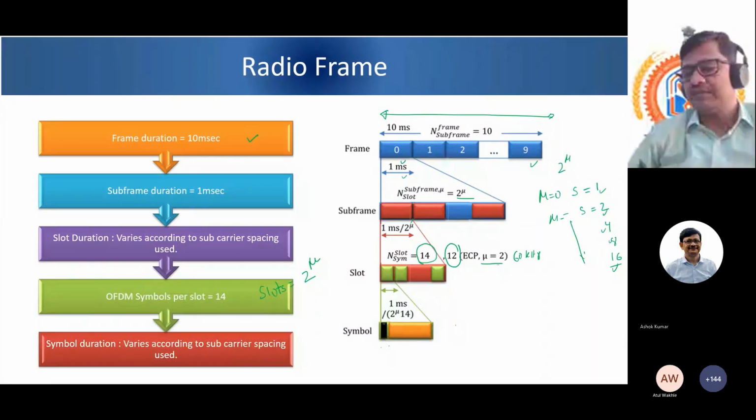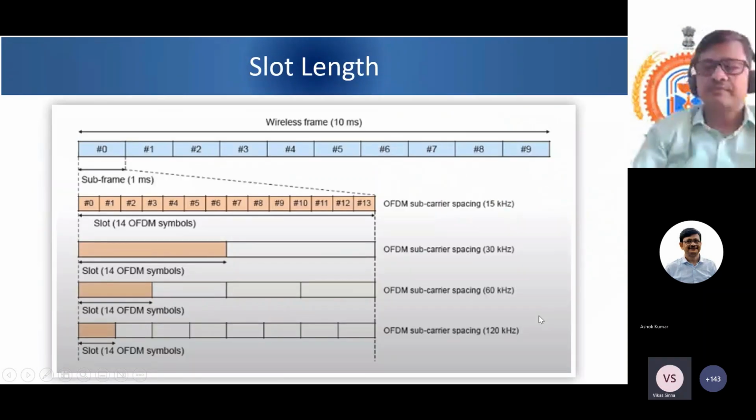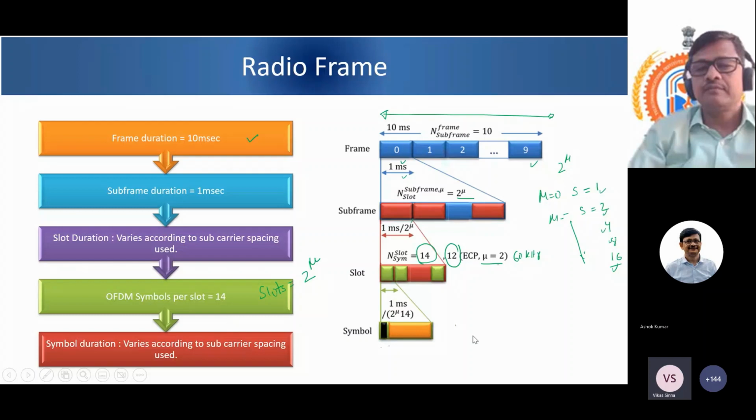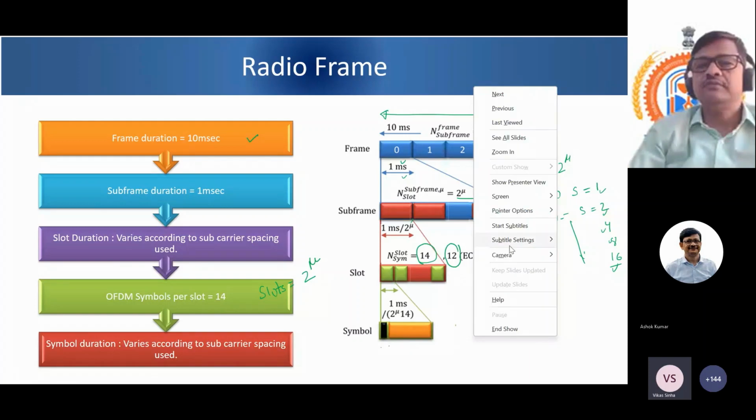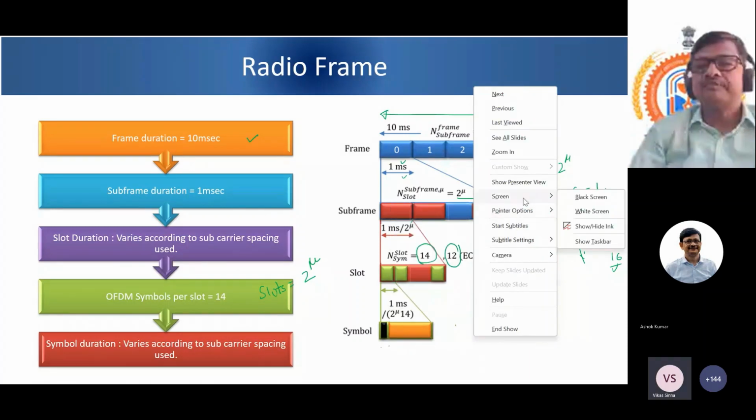Any doubt here so that I can try to clear it? You are saying that the number of slots equals 2 to the power numerology. As you earlier told, we are using numerology 0 to 3, 0, 1 to 3. 0 to 4, right? 4 is reserved for signaling. Yes.